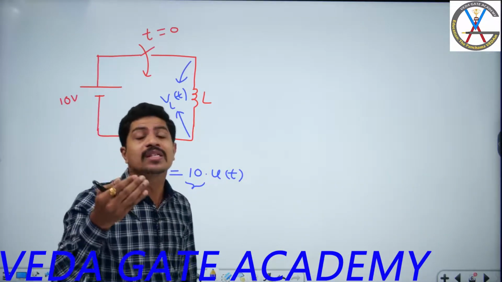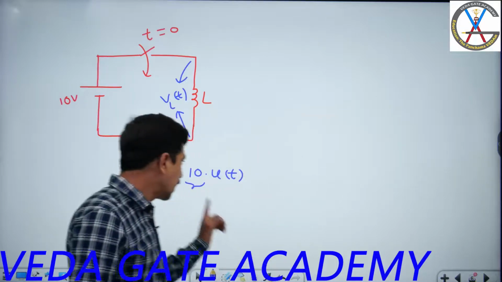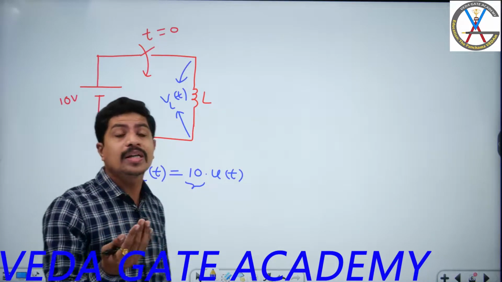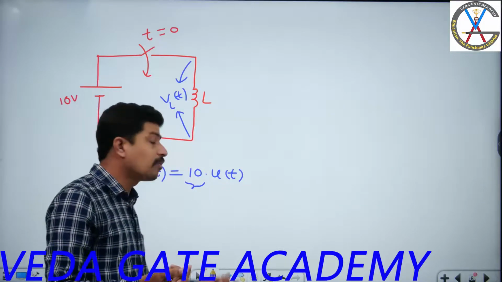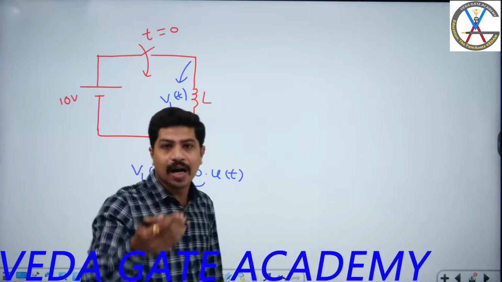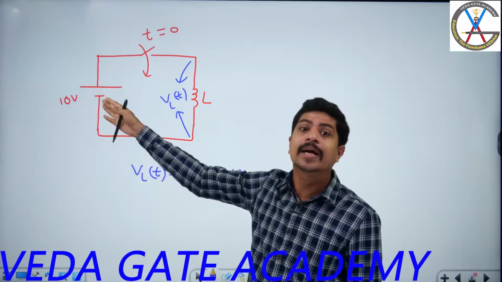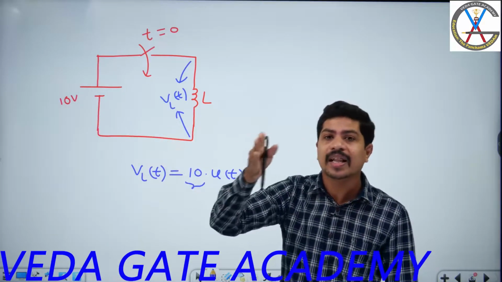Why? Because u of t is the signal whose magnitude is equal to 1. 10 into 1, there is no change of value. But what is the significance of this u of t? U of t signifies that the 10 volt DC input is getting applied across the inductor for t greater than 0.